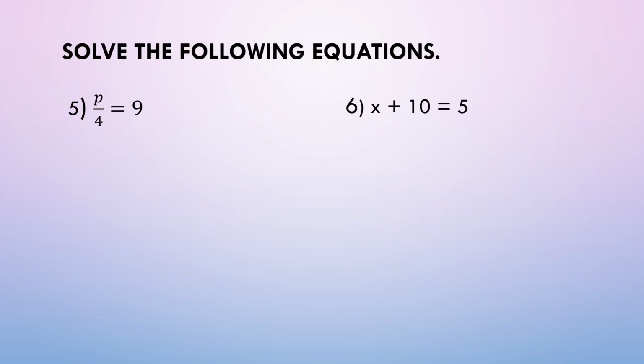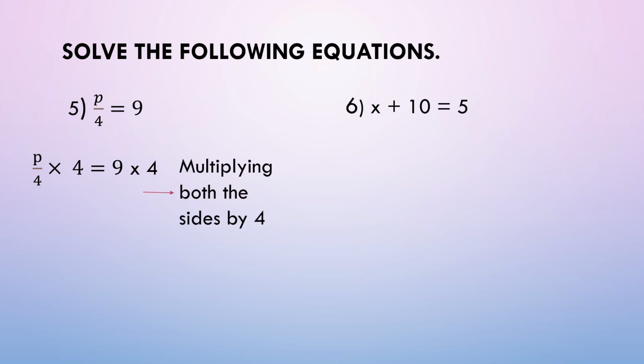Now let us do the fifth sum. P upon 4 is equal to 9. Now P upon 4 is written in division form. Okay, you have to remove that 4 and you have to find the value of P. Okay, so to remove that 4, what you will do? Both the sides you will multiply with 4. So which property you will use? Your multiplication property. So you are multiplying 4 on both the sides. Okay, so your 4 and 4 will get cancelled. 9 4s is what? 36. So P is equal to 36.